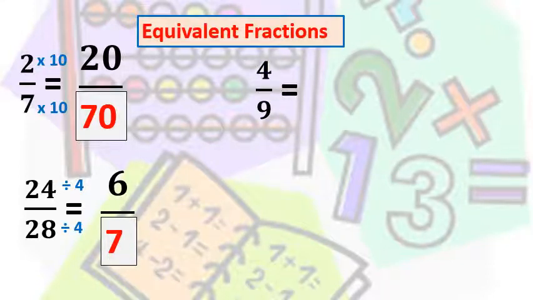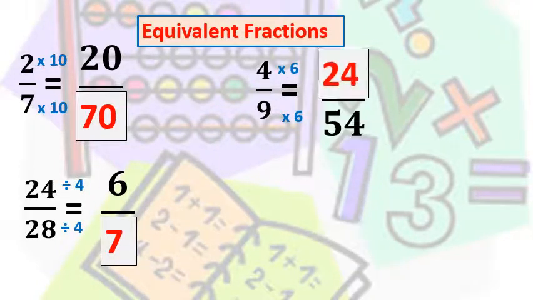Again, 4 over 9 equals what over 54? I'm looking at the number. This number, is it getting bigger or smaller? Since it's getting bigger, it means we have to multiply. Multiply by 6, multiply by 6, so the answer is 24.